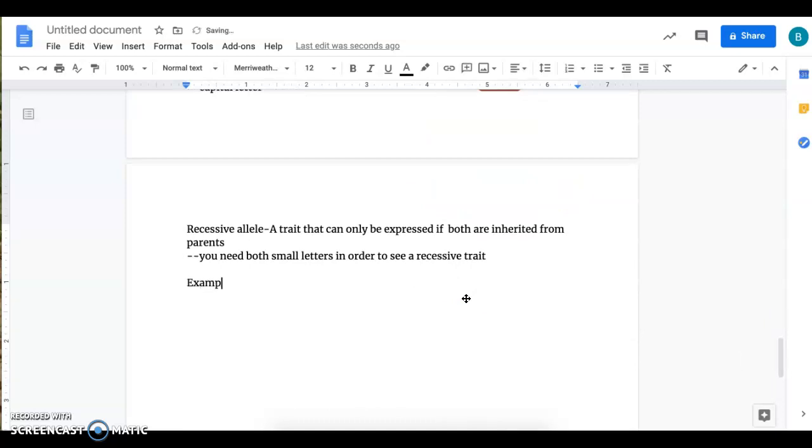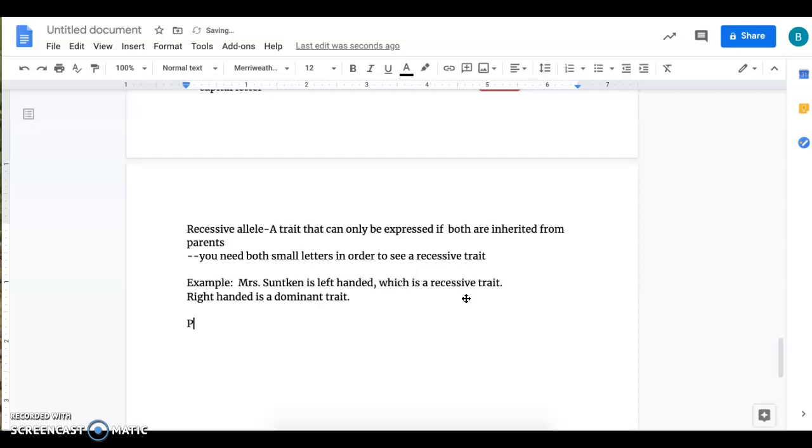So for example, Mrs. Sunken is left-handed. That's shocking, I know. Mrs. Sunken is left-handed, which is a recessive trait, and it actually is. So right-handed is a dominant trait. So if we were to look at my parents, both my parents are right-handed people, and so is my sister.